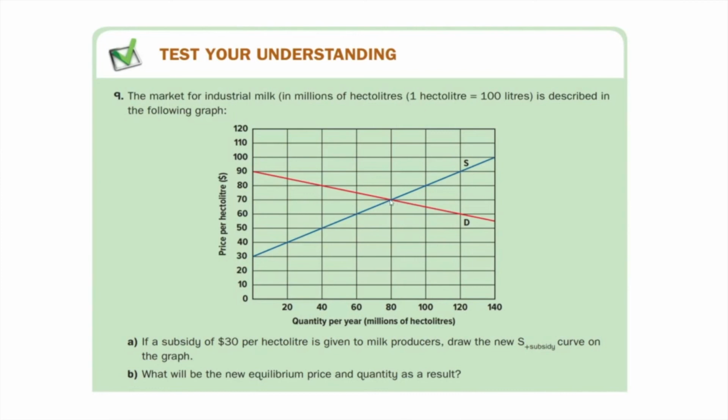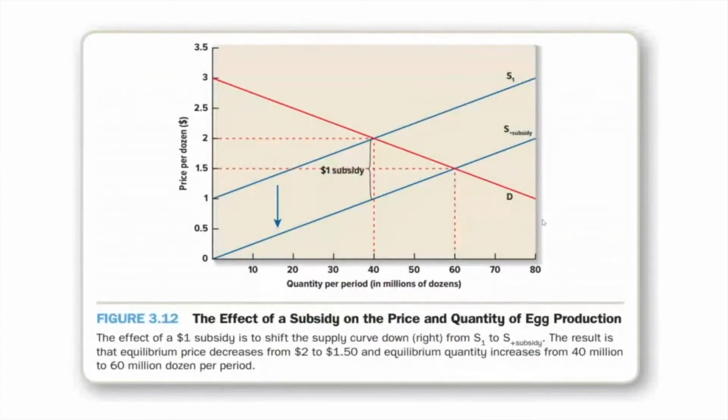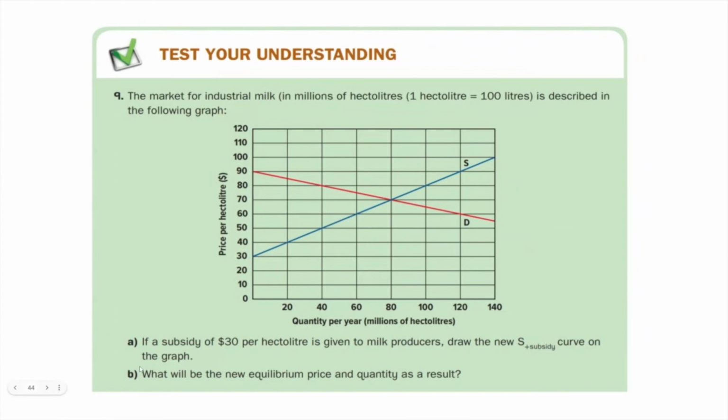The equilibrium in this particular example is 80 per year, 80 million hectoliters, whatever. But anyway, 80 per year. And the price would be, in the free market, $70. So if a subsidy of $30 per hectoliter is given to milk producers, draw the new subsidy curve. So let's just look back at this one here. And what the subsidy does is it drives the supply line down, okay, by the amount of the subsidy. So in this particular instance, the subsidy is $30, okay?